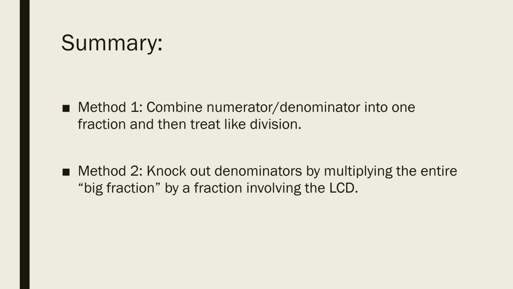Okay, so summary, method 1. This is the one that I think people like better. It's a little bit easier both to describe and to carry out. Just combine the numerator or the denominator into one fraction, okay? So I added the numerator fractions up and got one fraction on top. Then treat it like division, and we're really good at doing it with division. Method 2. Knock out the denominators, just get rid of them. The way you do that is by multiplying the entire big fraction by the LCD. That will knock out the denominators.